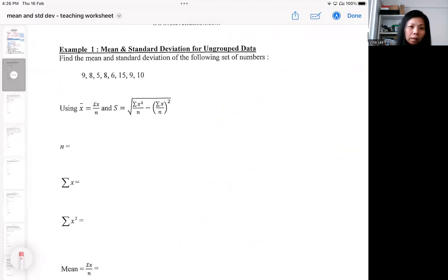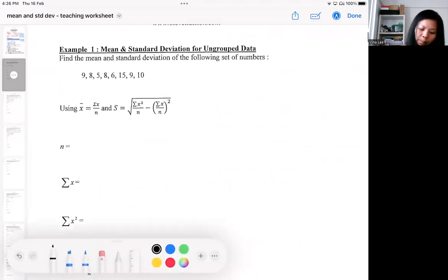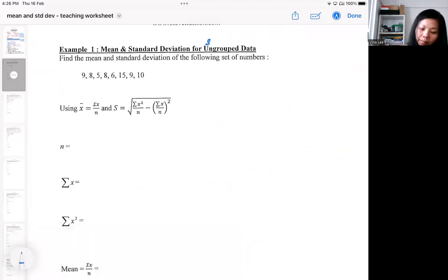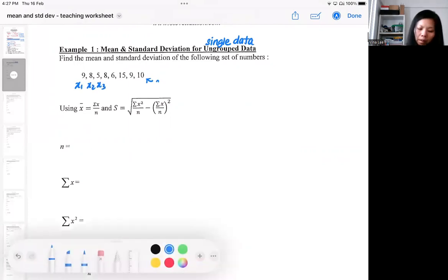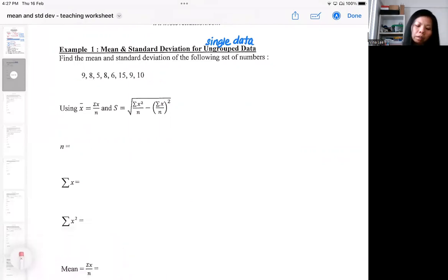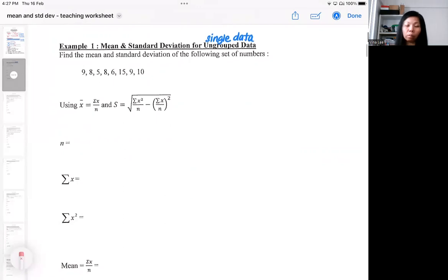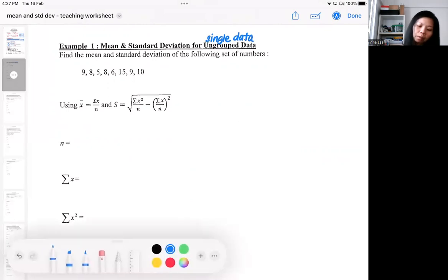So in this case, this is called single data. Example 1 is purely single data. So in a way, these are all the x. So you can see like x1, x2, x3. If you are calculating just the mean and standard deviation, you do not need to arrange. If you are calculating median, then yes, you need to arrange from the smallest to the biggest. So right now, you do not need to. So this is a single data.